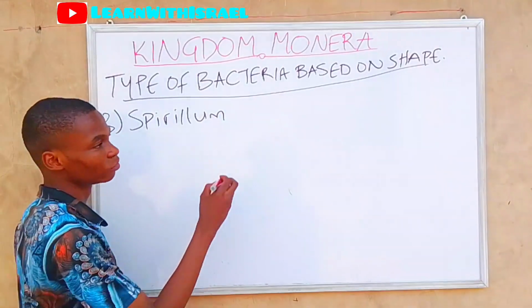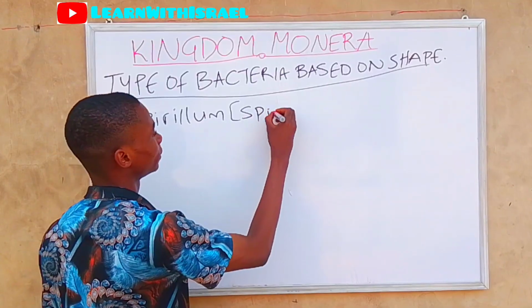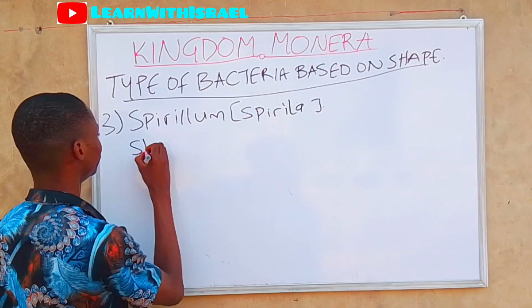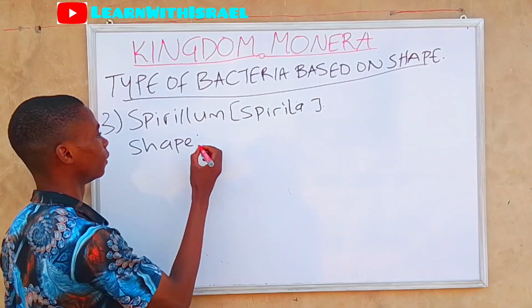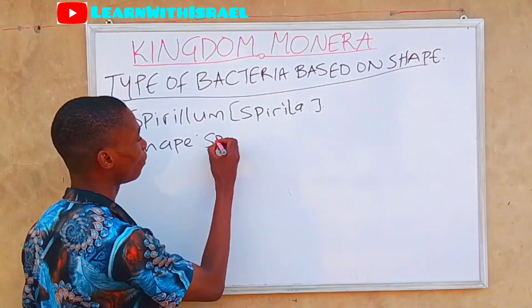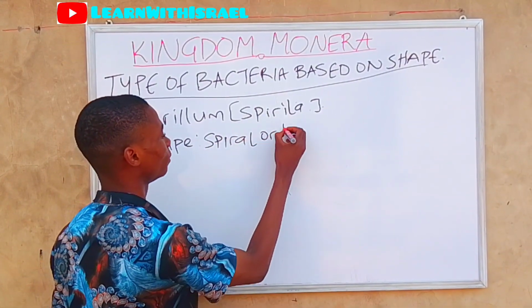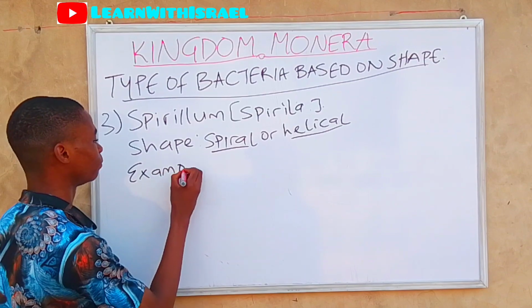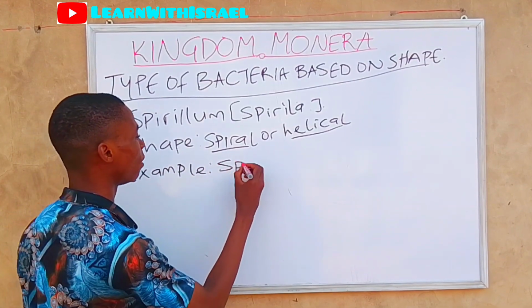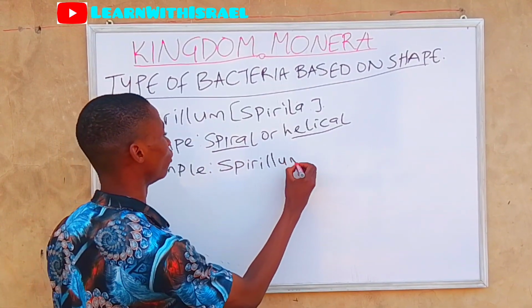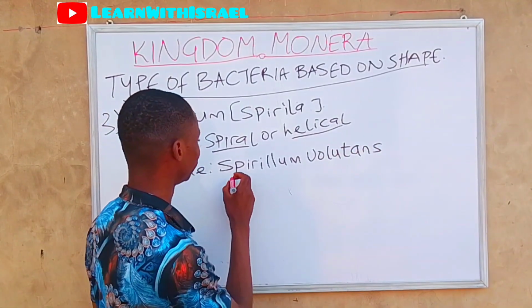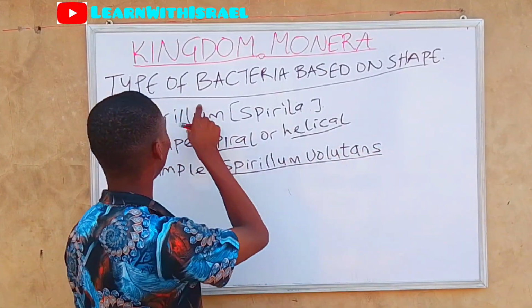And the singular form is spirillum. The shape of spirillum is spiral or helical. For example, we have only one example, which is Spirillum volutans. So this is one of the examples under Spirillum.